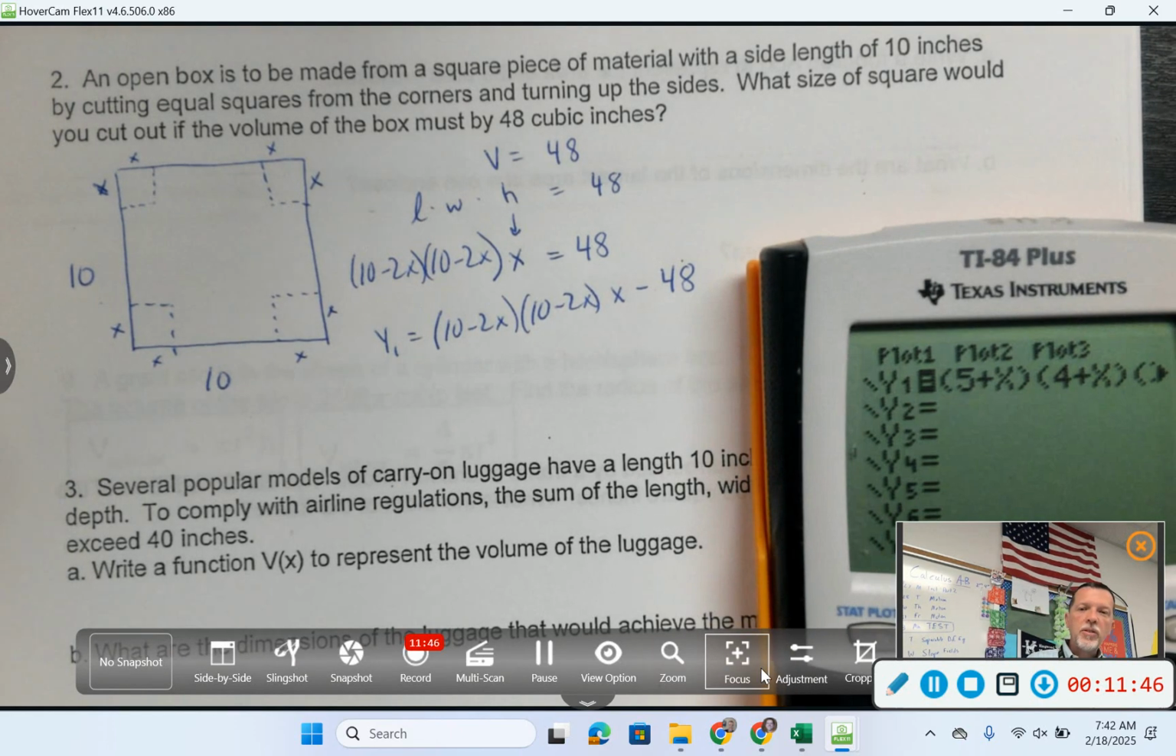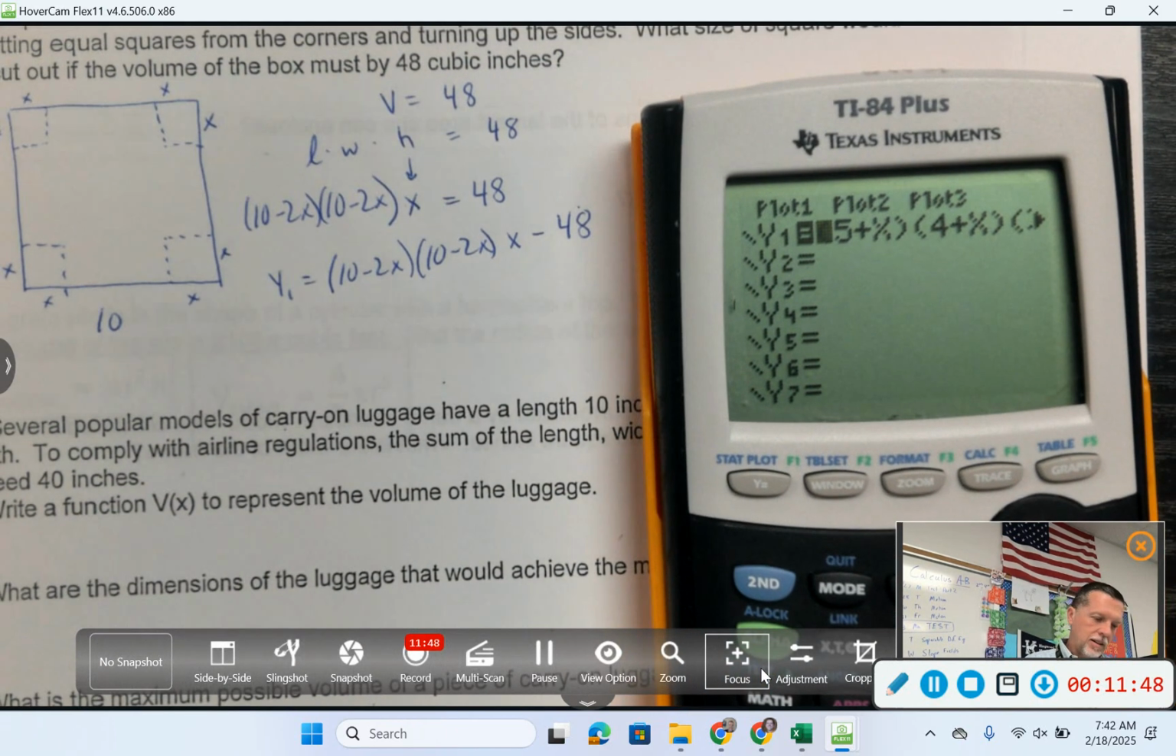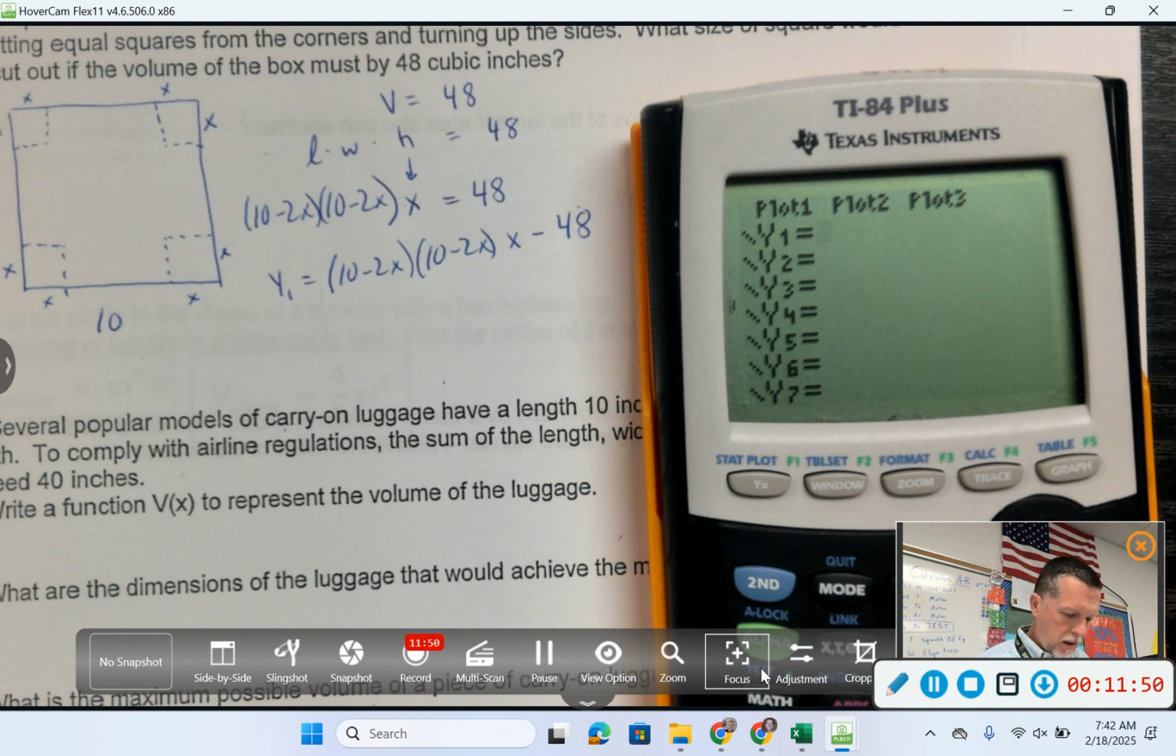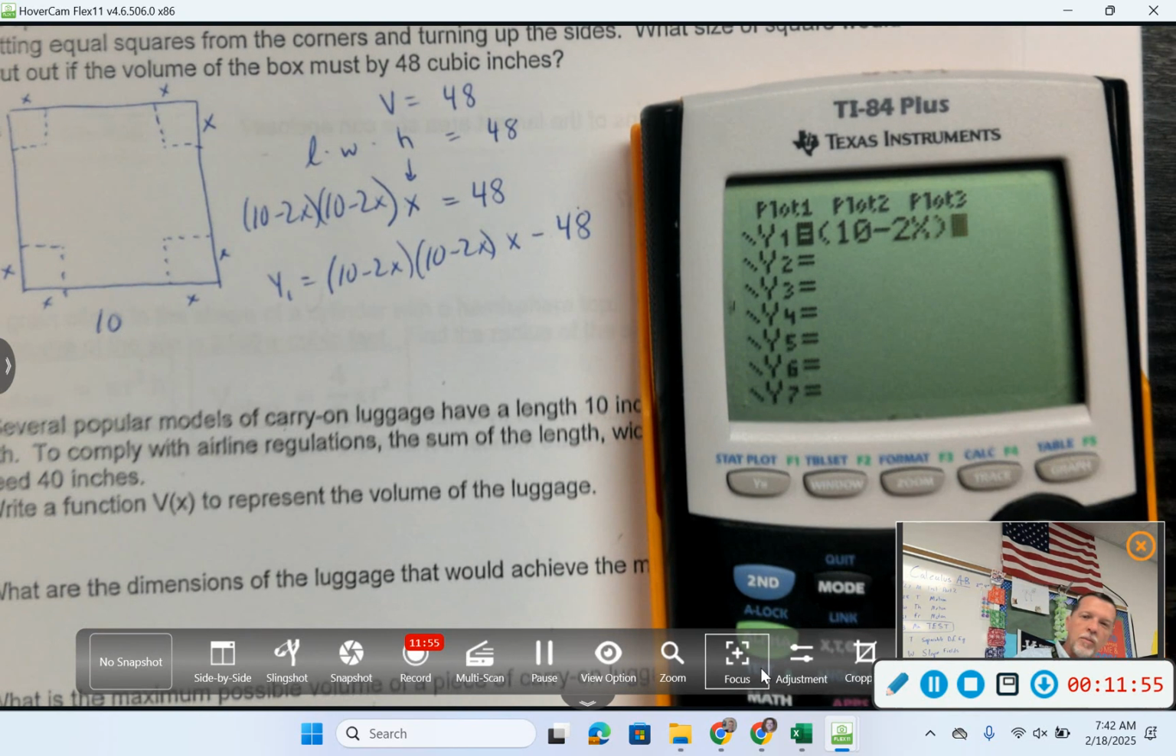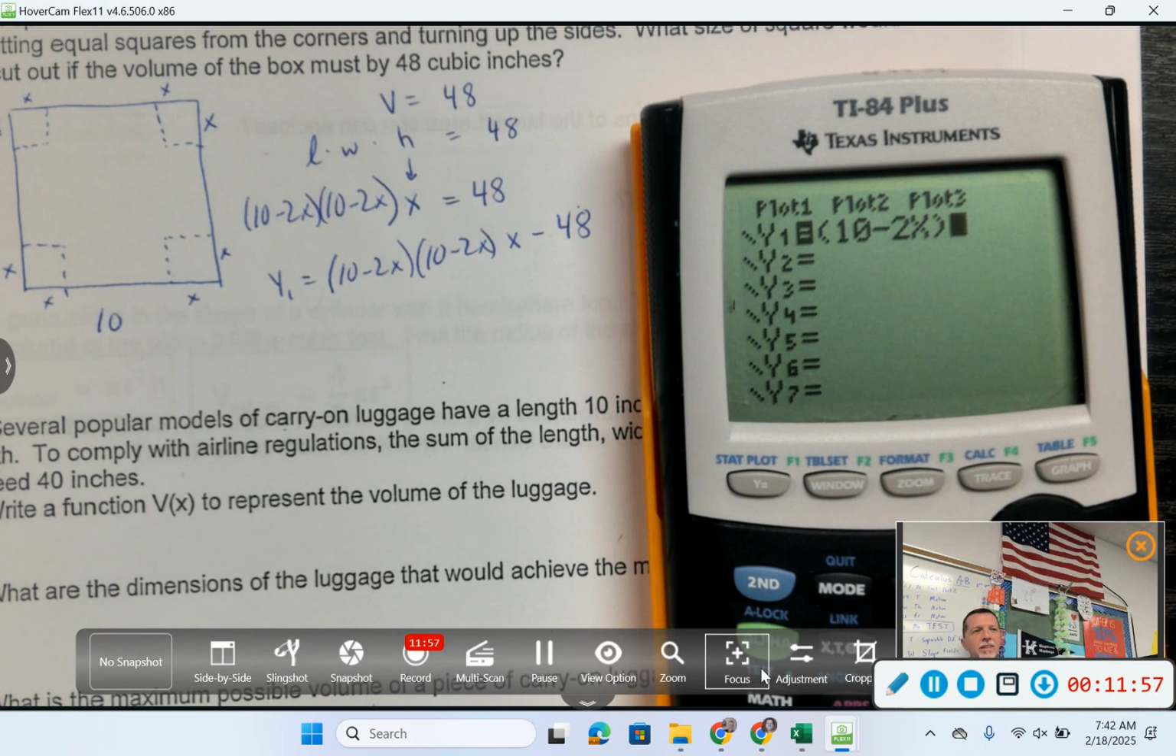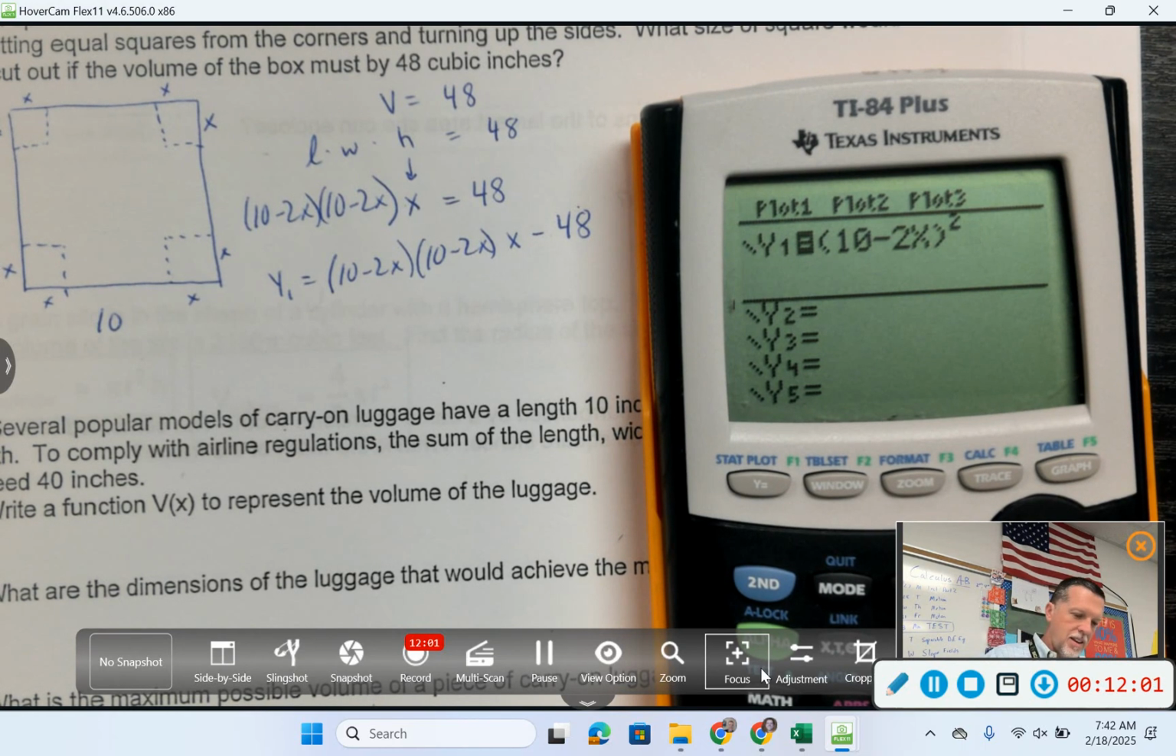I mean, why risk making a mistake? Let the calculator handle it. I could even go fancy here. What could I do instead of 10 minus 2x times 10 minus 2x? 10 minus 2x squared. Except to put in an error in the calculator.